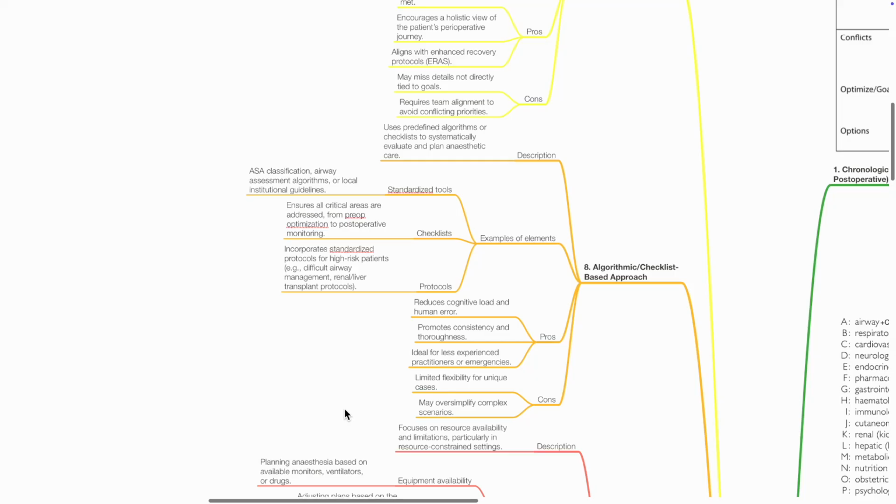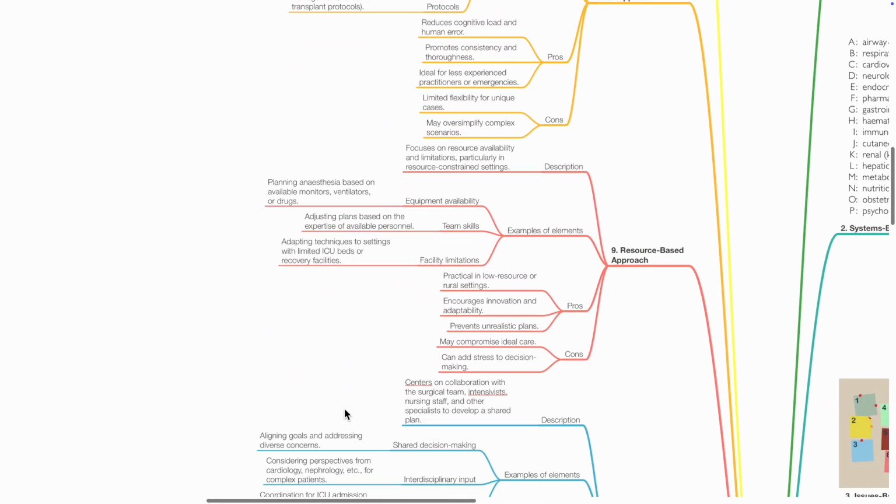Pros includes reduction of cognitive load and human error. It promotes consistency and thoroughness. It is ideal for less experienced practitioners or emergencies. Cons includes limited flexibility for unique cases and may oversimplify complex scenarios.